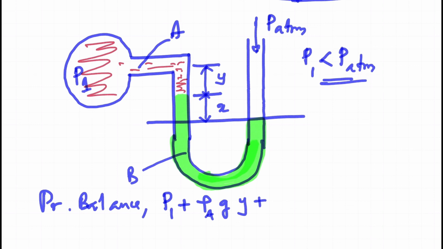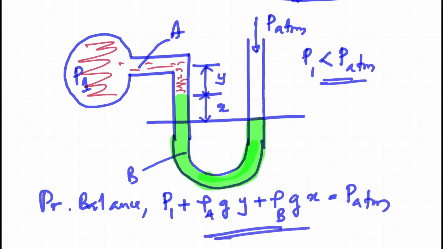These three components act on the left hand side. So you have rho A g times y plus rho B g times x. That is the total pressure of these two liquids, and then that will be equal to the atmospheric pressure. There is no other pressure or balance on the right hand side. So with that, I conclude this video.